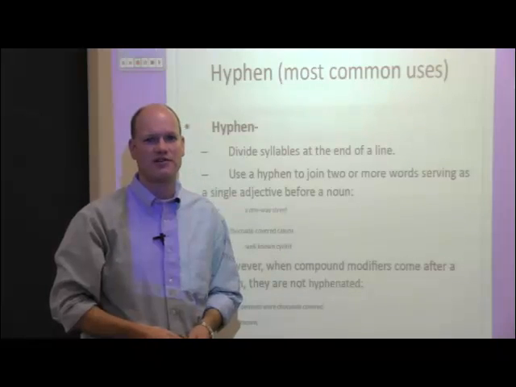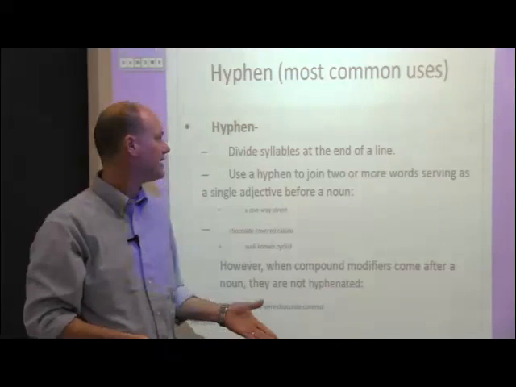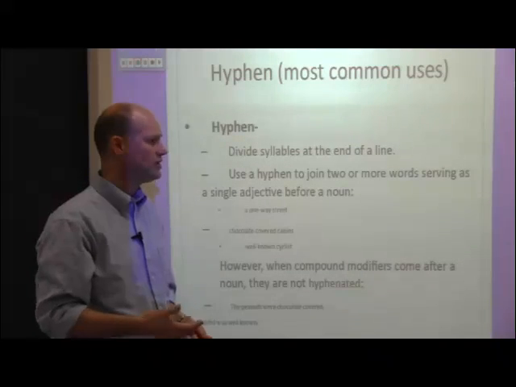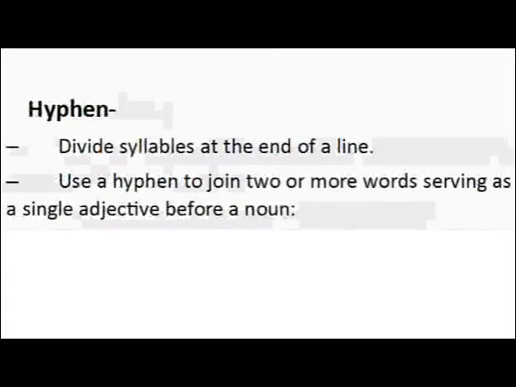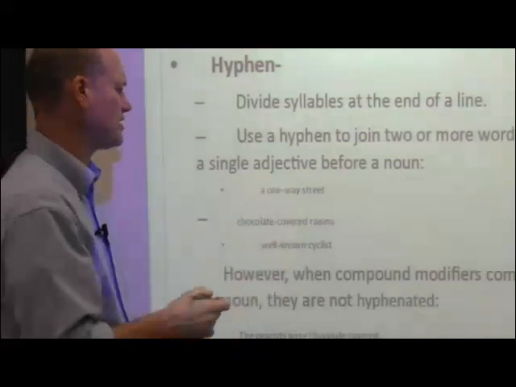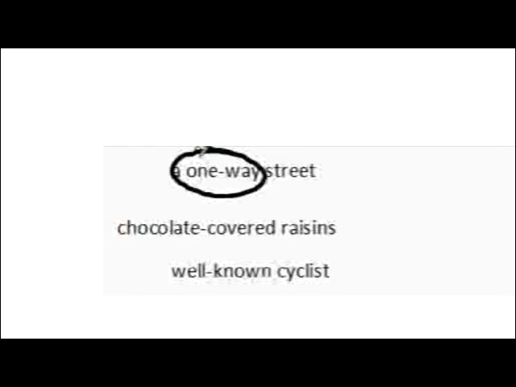Another punctuation mark that you're probably going to find is a hyphen. When do you use a hyphen? That's the one that looks like a minus sign. Well, you can do that to divide syllables at the end of a line. And you also use a hyphen to join two or more words, serving as a single adjective before a noun. Here's an example. You have two or more words serving as an adjective, a one-way street. Those two words together are the description of the street, that kind. So you do have a hyphen in between.